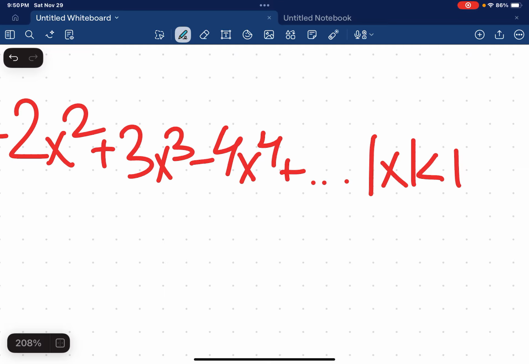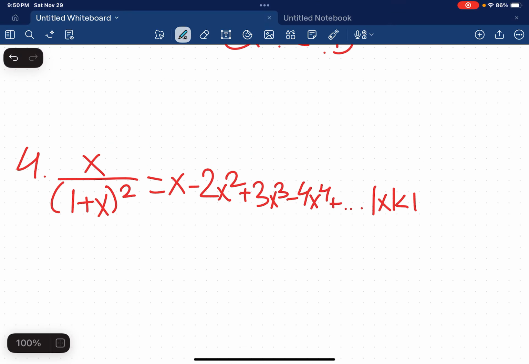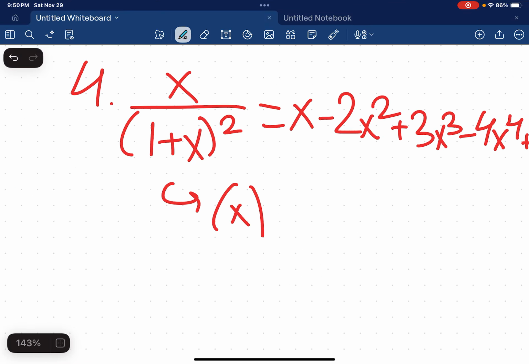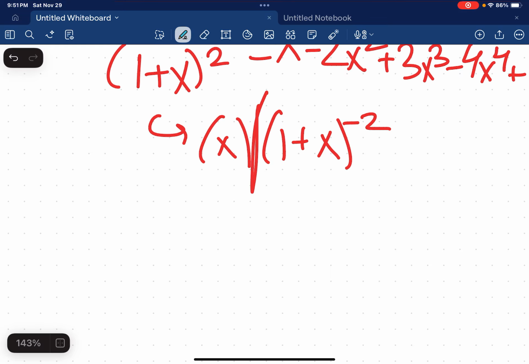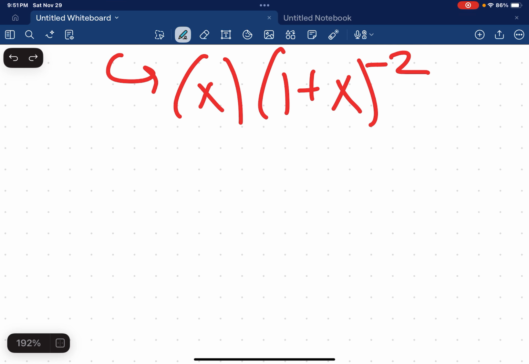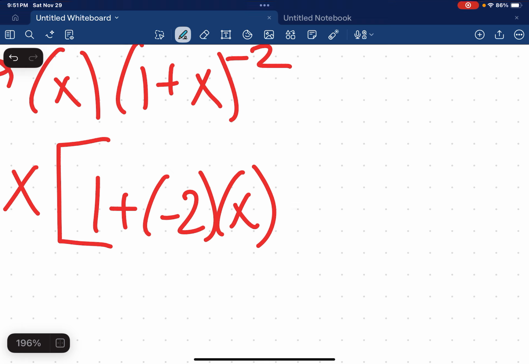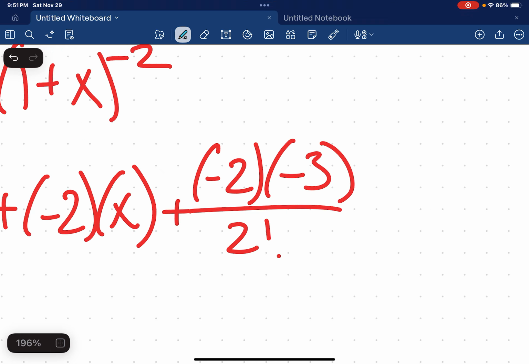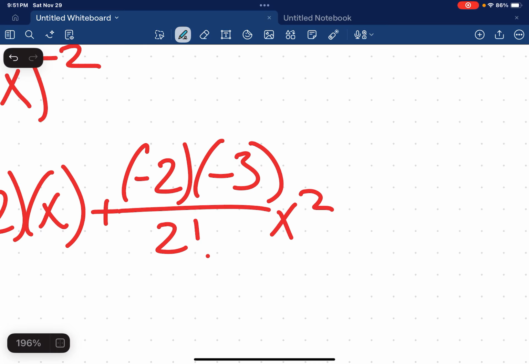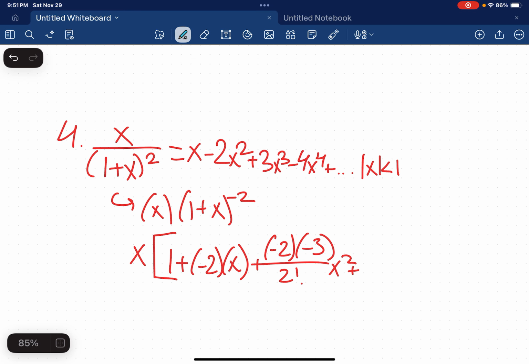Okay, you know, this is just going to be equal to x times 1 plus x to the negative 2. Thank God I just need to show this right-hand side. So that means we can just have an x out here. I'll have these huge brackets of 1 plus negative 2 x plus negative 2, negative 3, over 2 factorial, x squared. Since it only gave us up to x to the 4th there.